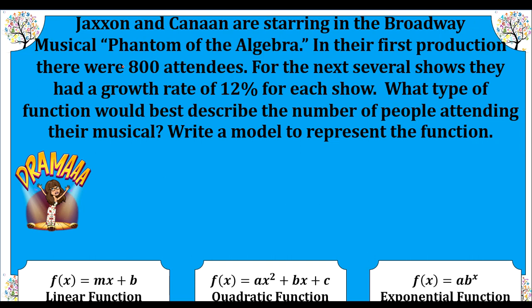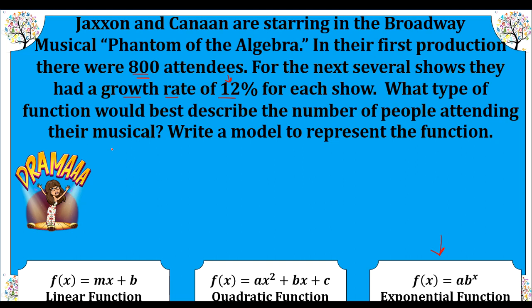Jackson and Kanan are starring in the Broadway musical Phantom of the Algebra. In their first production, there were 800 attendees. For the next several shows, they had a growth rate of 12% for each show. What type of function would best describe this? We're going to go with an exponential function because we have a growth rate of 12%.